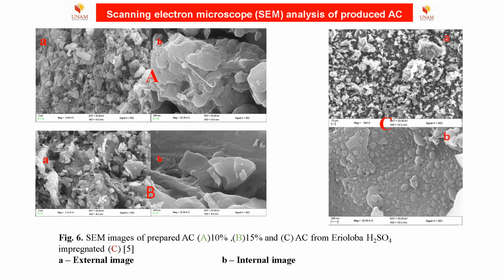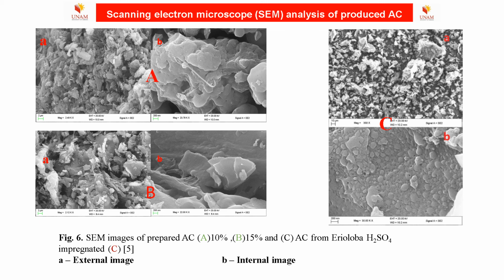Then comparing with B1, 15% external, you can see the morphology, some rod types. And in B1, you can see how the pores are formed, scattered small pores which are spongy type.